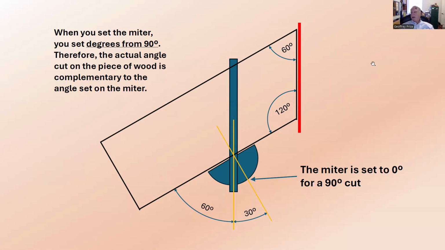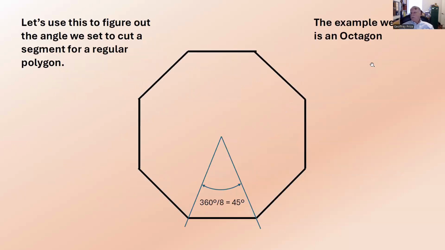So let's see if we can apply this principle to an octagon, for getting the segment angles that you would want to cut to make an octagon. So we'll start here. If I've got an octagon, then from this edge to this edge, that's 360 over 8. That's 45 degrees. That's the angle that this sweeps out from the octagon.